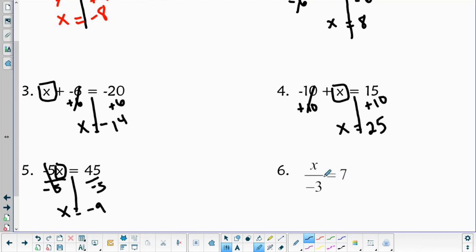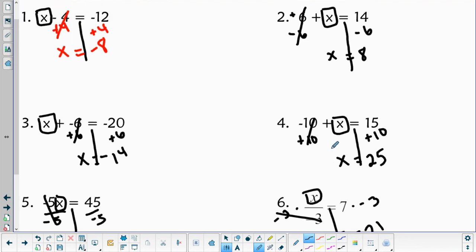Okay, over here, this is the opposite. So here we want our x by itself. I see a division bar here. So this is x divided by -3. So I want to multiply each side by -3 because the inverse of division is multiplication. When you multiply by -3 and divide, they cancel out. Okay, and 7 times -3 is -21.